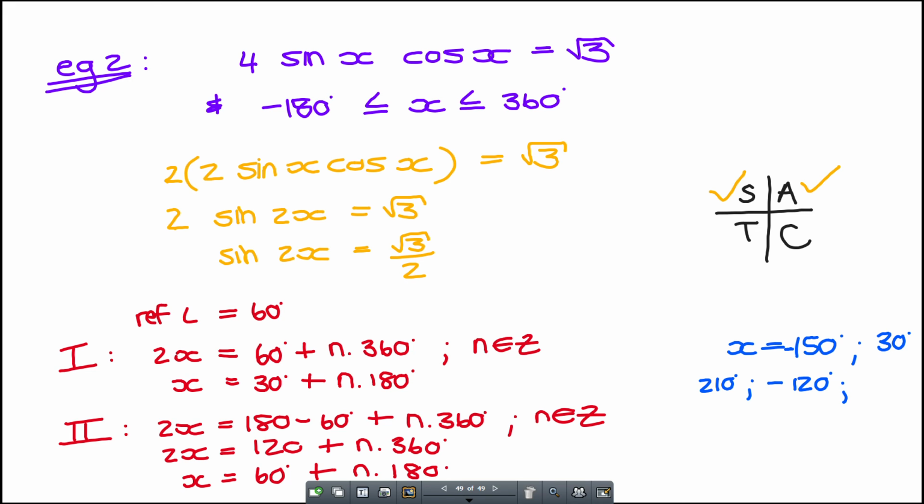If I substitute in 0, I'm going to get just 60. And if I substitute 1, I'm going to get 240. That's also still within my restriction. And if I substitute 2, then I get 420, and that is outside my restriction. Okay, so that would be all the options that x could actually have been.